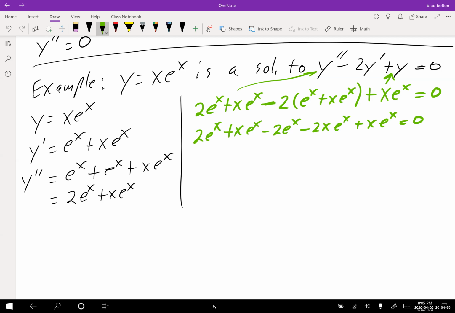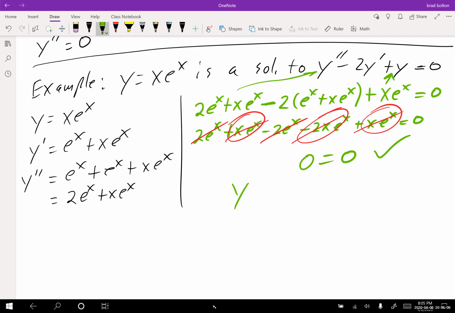All right, so let's see what we got left. So we got 2e to the x negative and positive 2e to the x, okay? Then we have x e to the x and another x e to the x. That would be 2x e to the x. And here's a minus 2x e to the x. So they cancel, and they cancel. And we get 0. We end up with 0 equals 0. Check. So yes, y equals x e to the x is a solution.